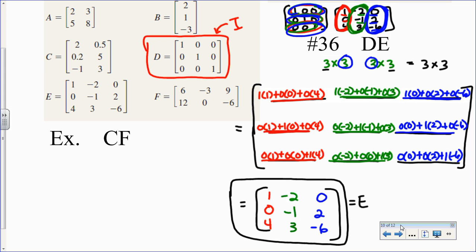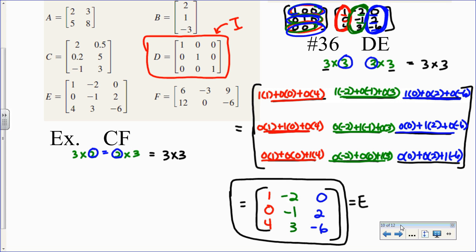So C is what size? 3 by 2, and F is 2 by 3. So can you multiply those? Yes. And what's your new matrix? 3 by 3. Okay.